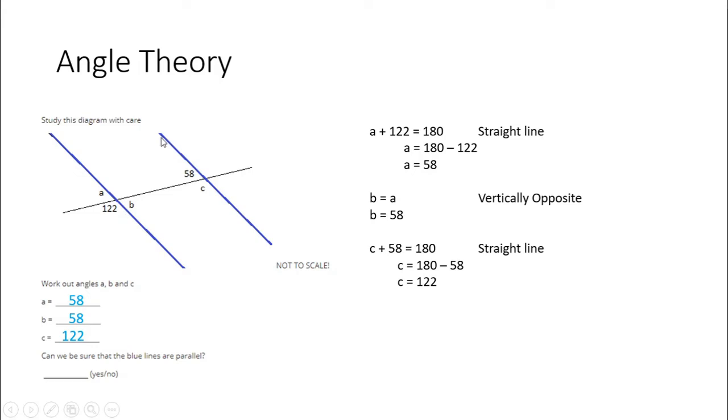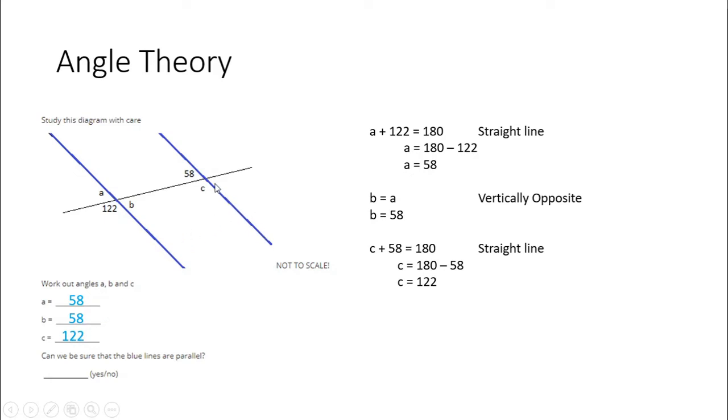But now I see that if they are parallel lines, they should make an F pattern. A should be corresponding with 58, so they should be the same. And they are. Also, I see a C pattern here with B and C. So those are interior angles, and they should add to 180. B is 58, C is 122. That adds to 180. Sounds like it's working pretty well so far.